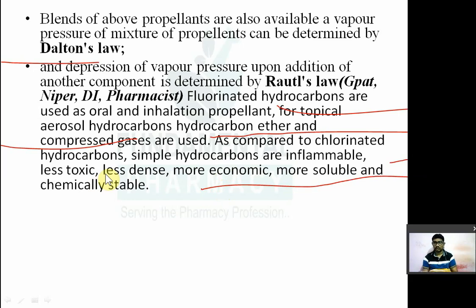Only 2 or 3 propellants are used. These simple hydrocarbons like butane, isobutane, etc. These hydrocarbons are flammable. वो जल्दी combustion हो जाता है. And they are less toxic, less dense, means they will have less density, more economic and more soluble and chemically stable than fluorinated hydrocarbons. Okay, ये क्वेश्चन में भी आ सकता है.